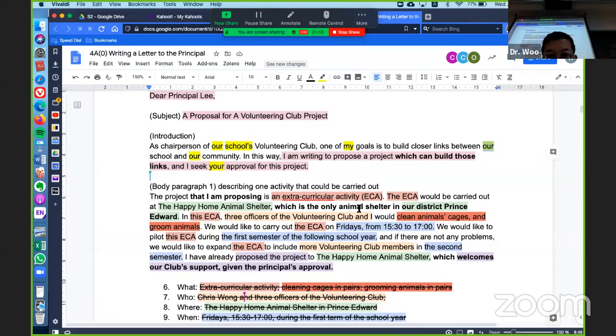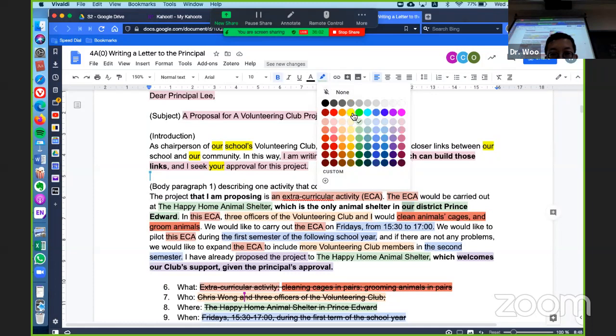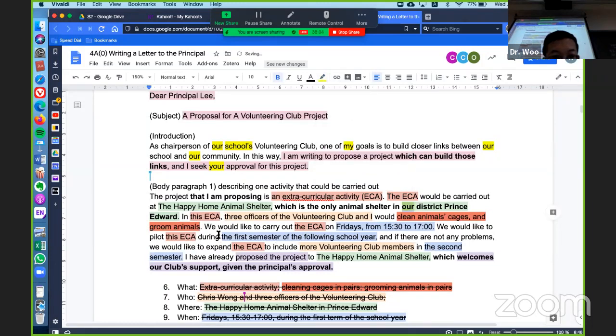Oh my gosh, so many possessive pronouns. Three officers and I would clean animal... Whoa, take a look at this. Do you see this over here? Animals' apostrophe. So more than one animal owns more than one cage.